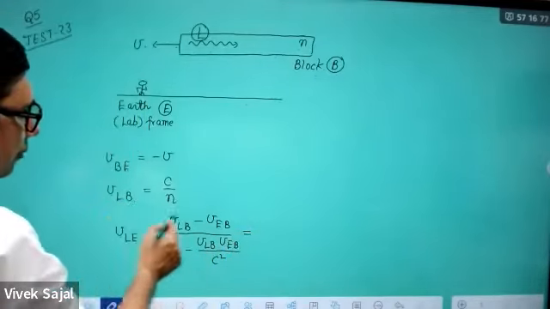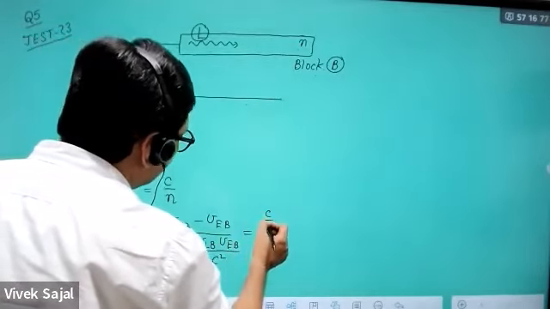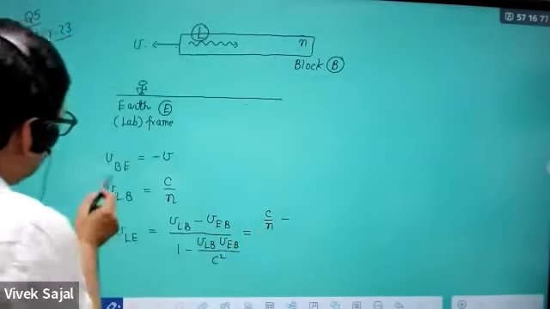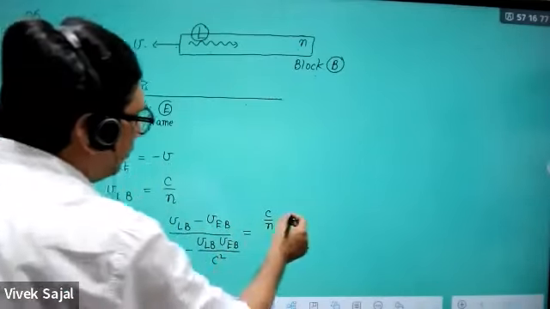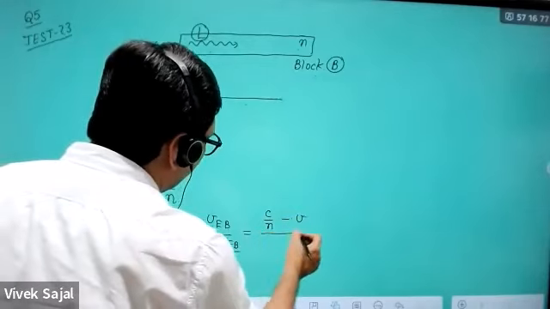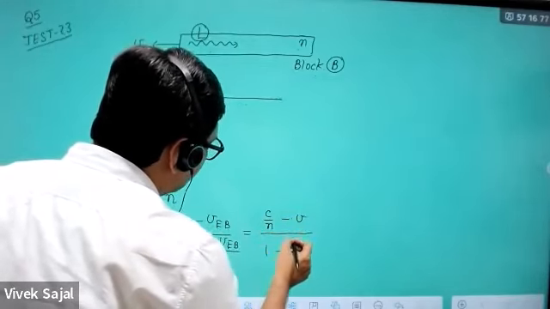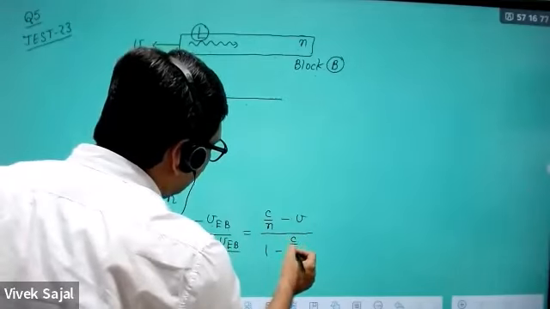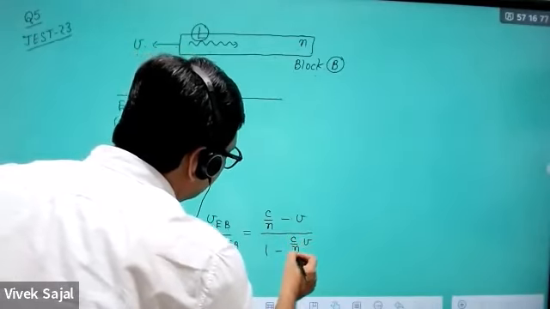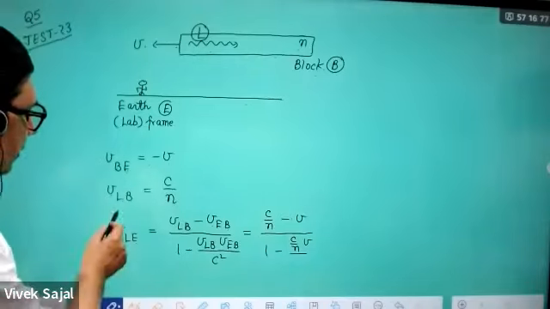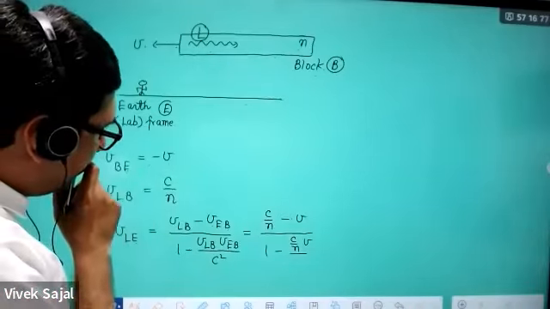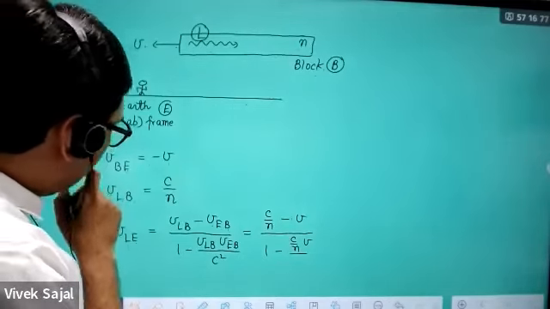Velocity of light with respect to block, so this will be c by n minus v, this is vbe, so what will be veb? That will be plus v. So here this is going to be plus v, sorry, minus, this will be c by n into v. Yes beta, please. Sir, c by n plus v it will be, right? Yes, plus v, whatever value you have put.